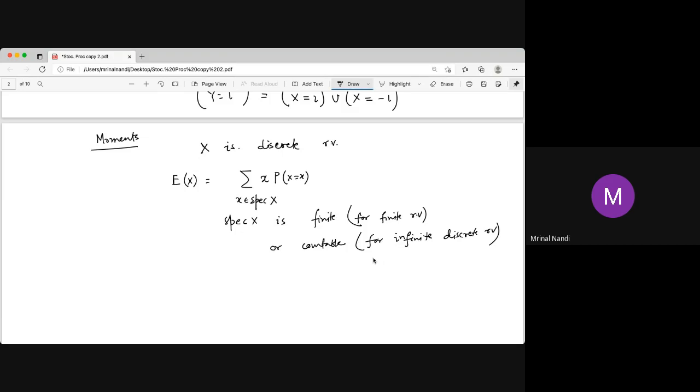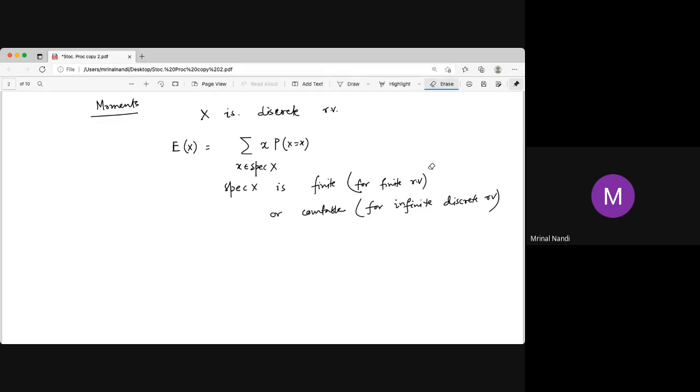And for continuous, it is different. But in our syllabus, there is no mixing of discrete and continuous. So we have three types of things. One is just finite. Finite is obviously discrete. One is infinite discrete, which must be countable. We've already proved in the previous video that for a discrete random variable, the spec is at most countable. So it may be countable or finite. It can't be uncountable. For continuous, there is no concept of spec, there is a concept of support.